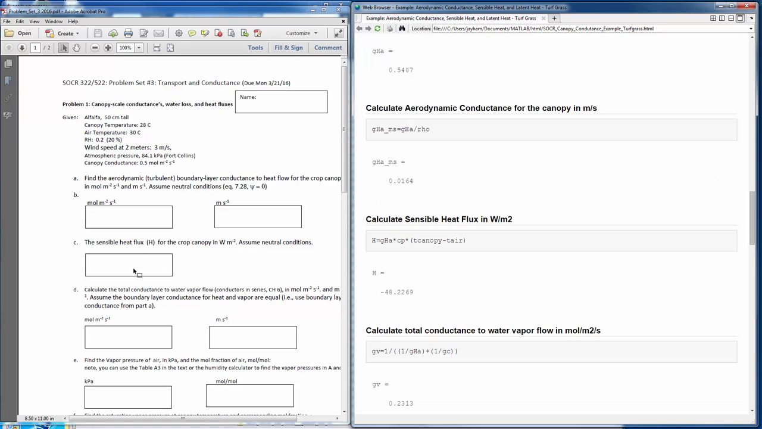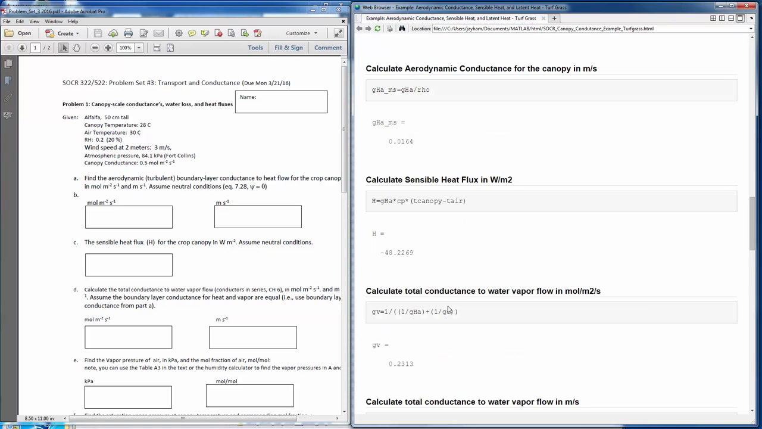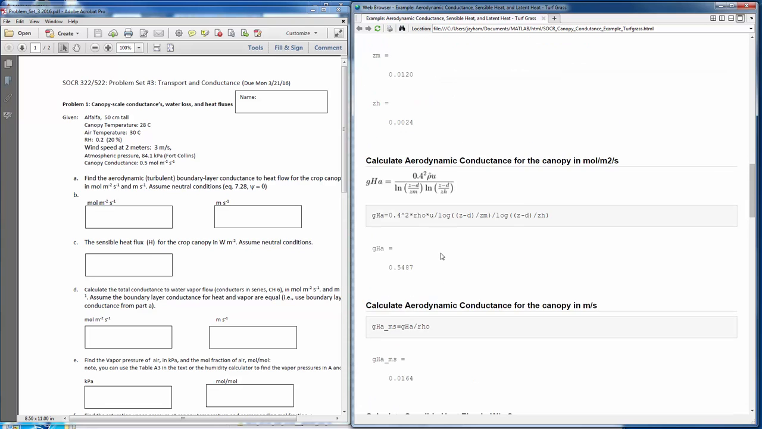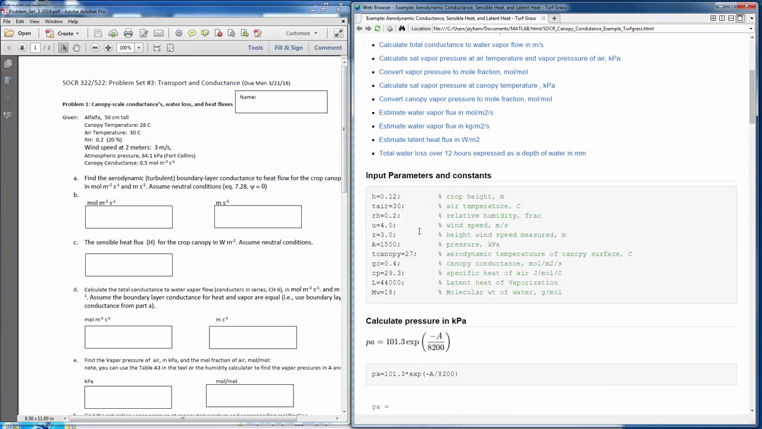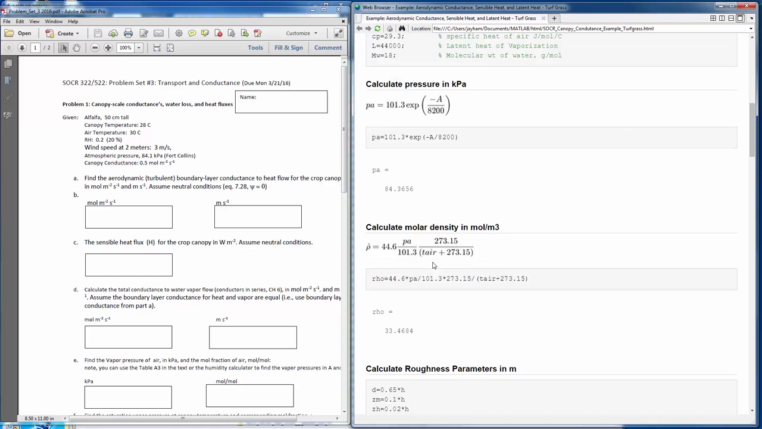That would be the answer, corresponding answer in your problem here. Because the canopy is cooler than the air, sensible heat is moving toward the surface, and that's why it's negative. Right? The canopy was 28 degrees, or in this case 27 degrees, and the air temperature was 30 degrees. So warm air is blowing over a cool canopy and transferring sensible heat flux to the surface.